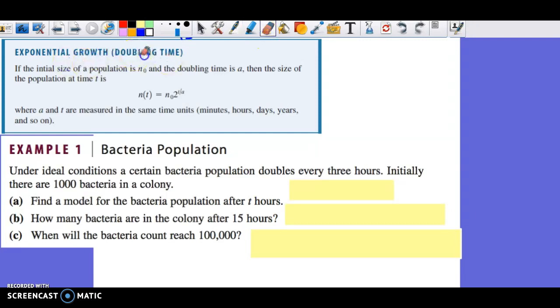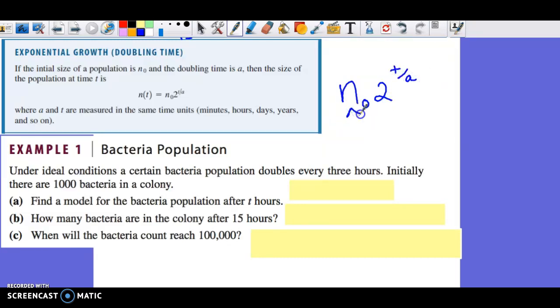Okay, so like I said, anytime it says doubling, we're going to see a 2. So you want to write these formulas down. I'm not going to make you memorize them, but you do need to have them handy to use on your next test. And this is the last section before we take a test. So this formula is n sub 0 times 2 to the t over a.